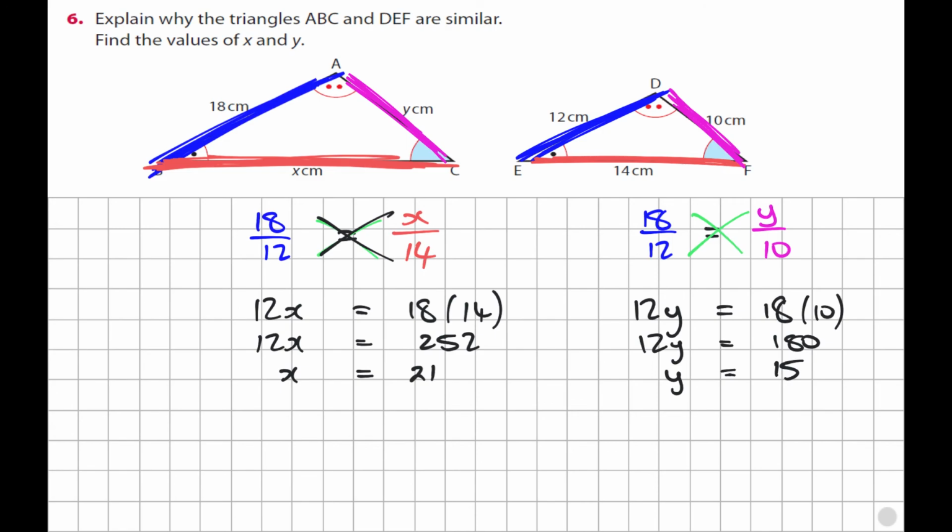So that's just a second way to find values with similar triangles. If you like using the multiplier, use the multiplier. If you like doing it by mapping corresponding sides, map corresponding sides. It's all the same thing, right?